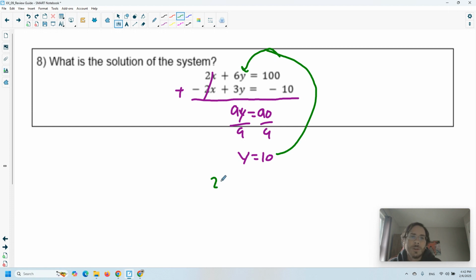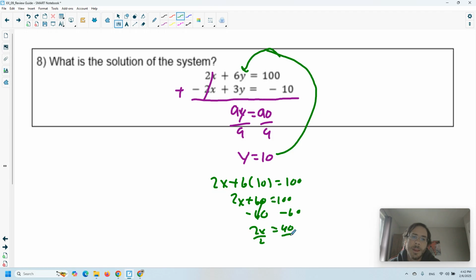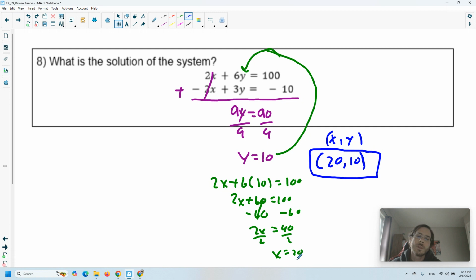So we get 2x plus 6 times 10 equals 100. 2x plus 60 is 100. 2x equals 40. And we get x equals 20. So we'll report our final answer, always x comma y. So final answer here is going to be 20, comma 10. So remember, it's always x, y. This time we did get y first, but we always put the x first, even if we solve for it second. That was pretty quick.